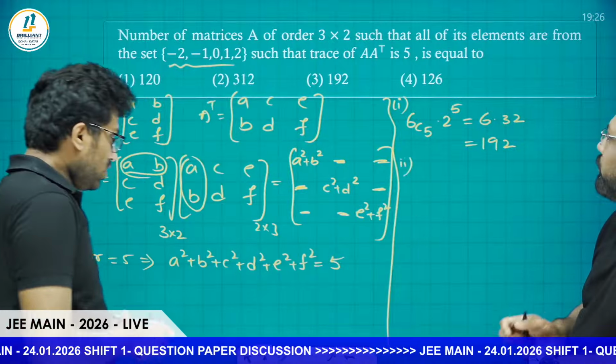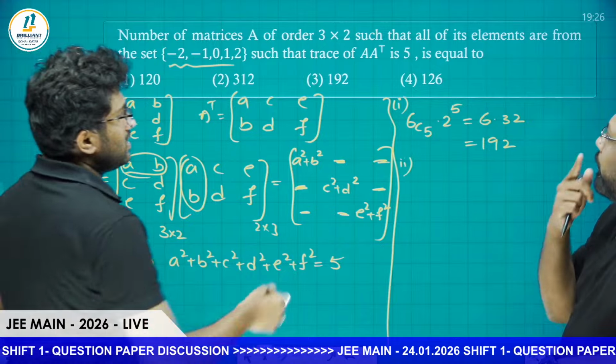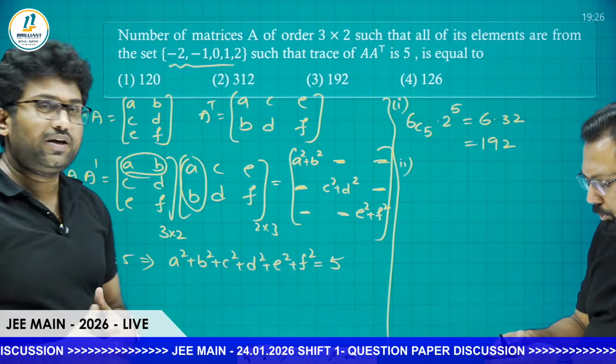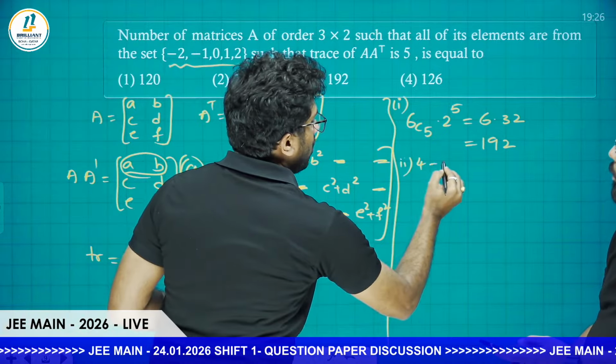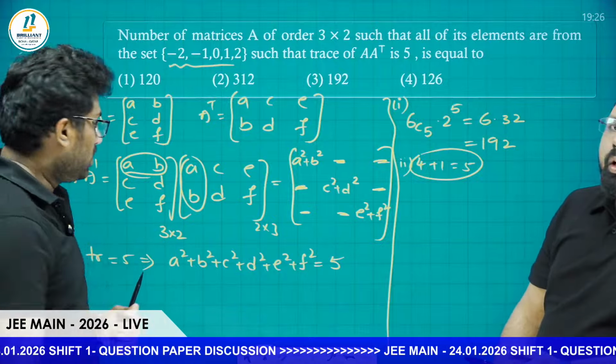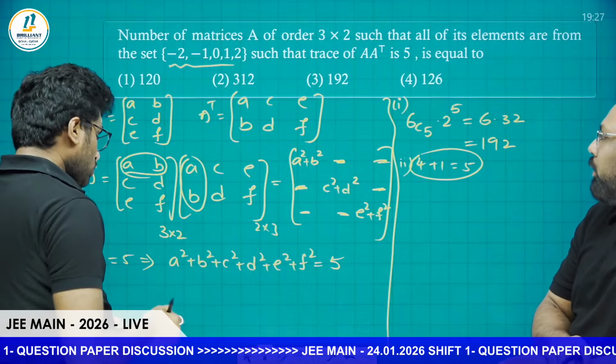Second case. What are all the cases? Then we'll get this 5 ones case. The second case is 4 plus 1, which also gives us 5. So to get 4 we need 2 or minus 2. Yes, 2 or minus 2.